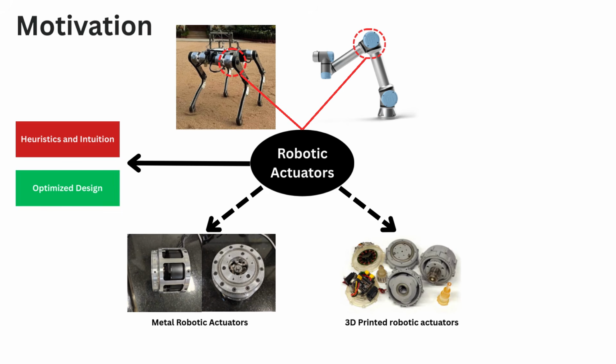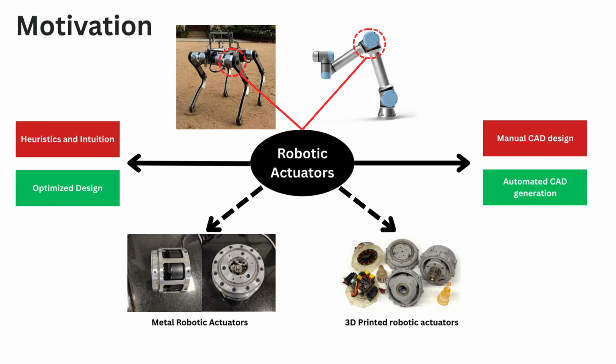However, robotic actuators are still commonly designed using heuristics and designer intuition, rather than systematically identifying the optimal design for given joint requirements. In addition, actuator design still requires significant manual effort, and the automation of robotic actuator design remains largely unexplored. We address these problems in this work.